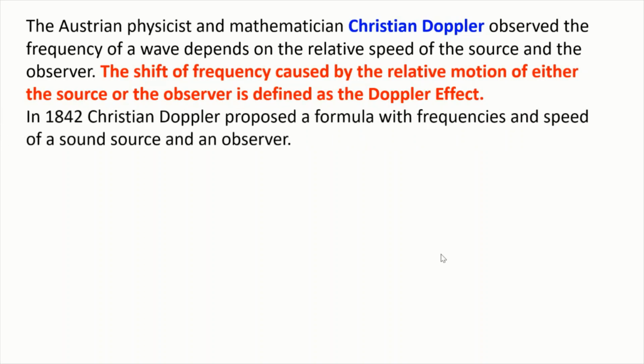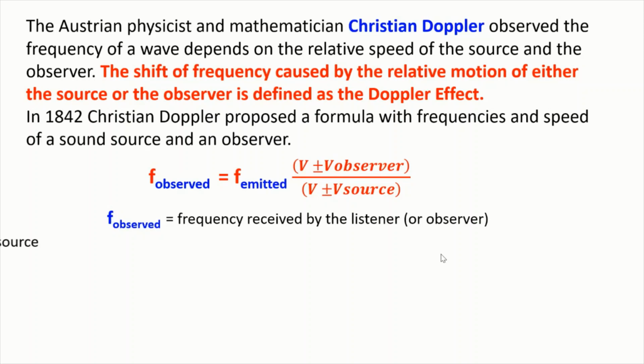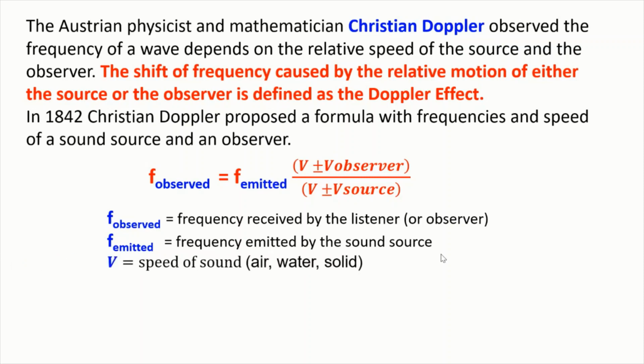In 1842, Christian Doppler proposed a formula with frequencies and speed of a sound source and an observer. This is the formula, and let's look at the terms. F sub observed means the frequency received by the listener or observer. F sub emitted means the frequency emitted by the sound source. The V by itself is the speed of sound in the air, water, or solid.